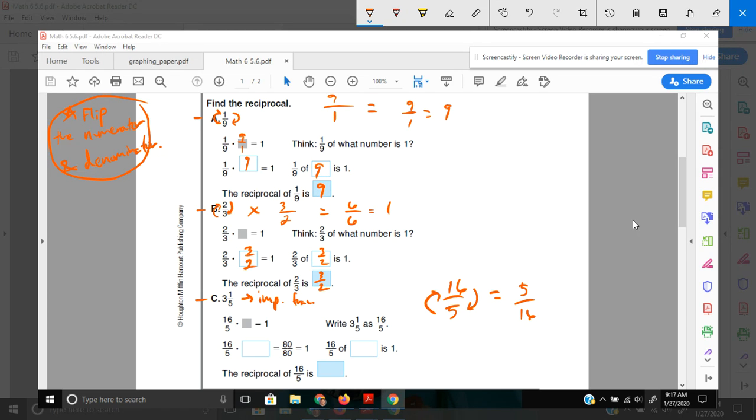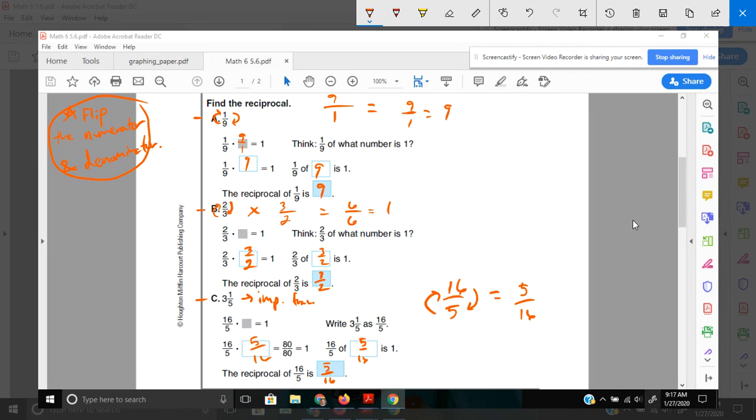Okay. 16/5 times 5/16 would give me 80 over 80, which is 1. So, or 16/5 of 5/16 is 1. You could think about it that way as well. All right. So my final answer would be 5/16.